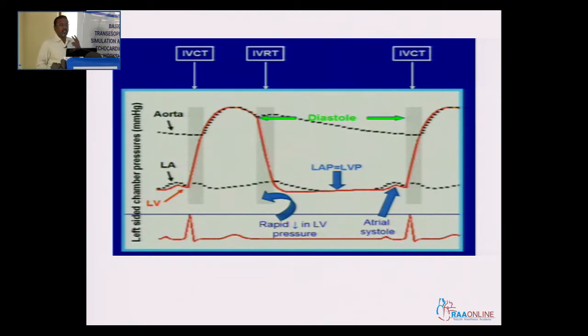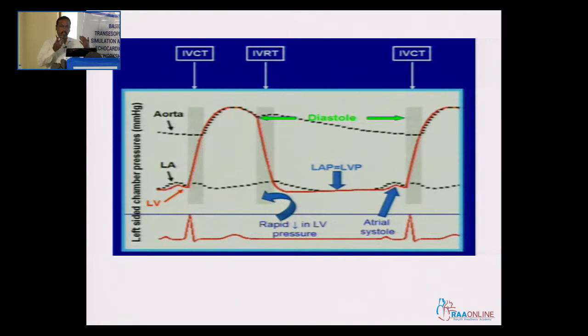So what two important things are we going to concentrate on? One is what pressure changes happen during that period, and then what volume changes happen during that period. So what is happening during the isovolumic relaxation period? Your LV relaxes, so the pressure drops. So there is a rapid decrease in the LV pressure.